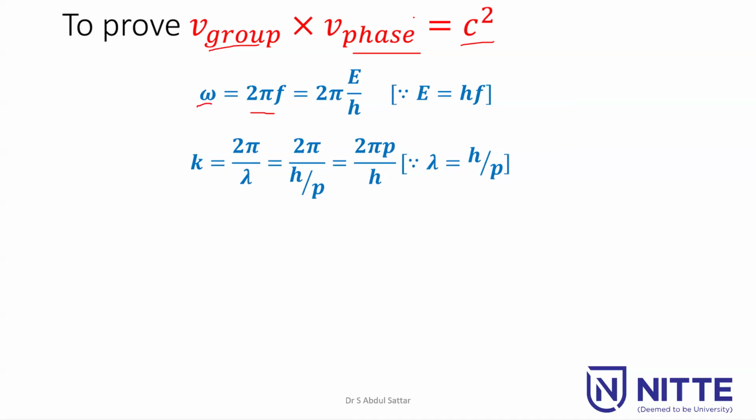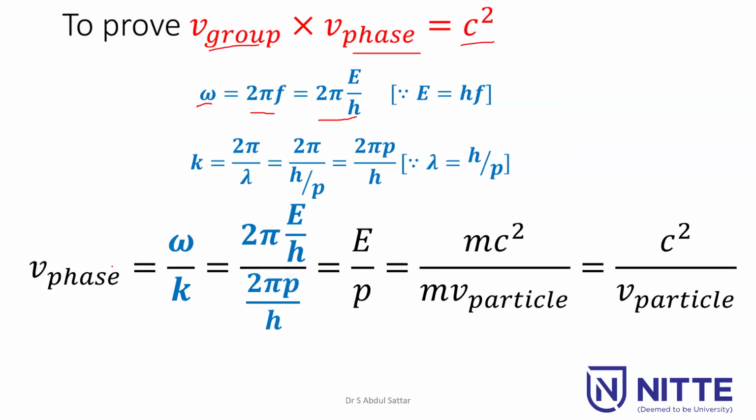Now, the definition of V phase is omega by k. So we are replacing omega and k with these values. Therefore, V phase equal to omega by k, with omega equal to 2 pi into E by h and k equal to 2 pi p by h. So 2 pi will cancel, h cancels. Therefore, V phase equal to E by p.